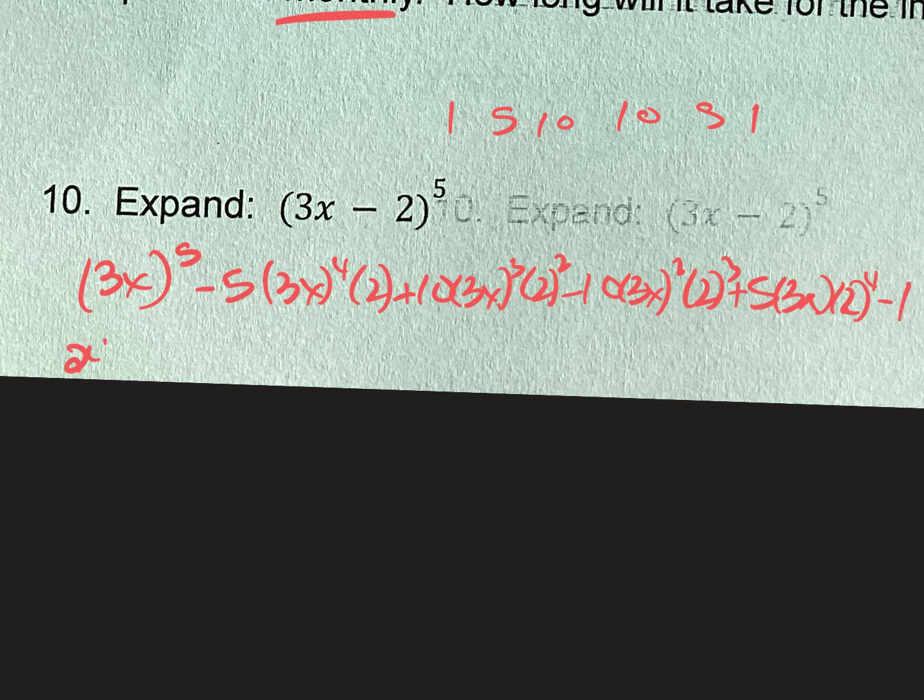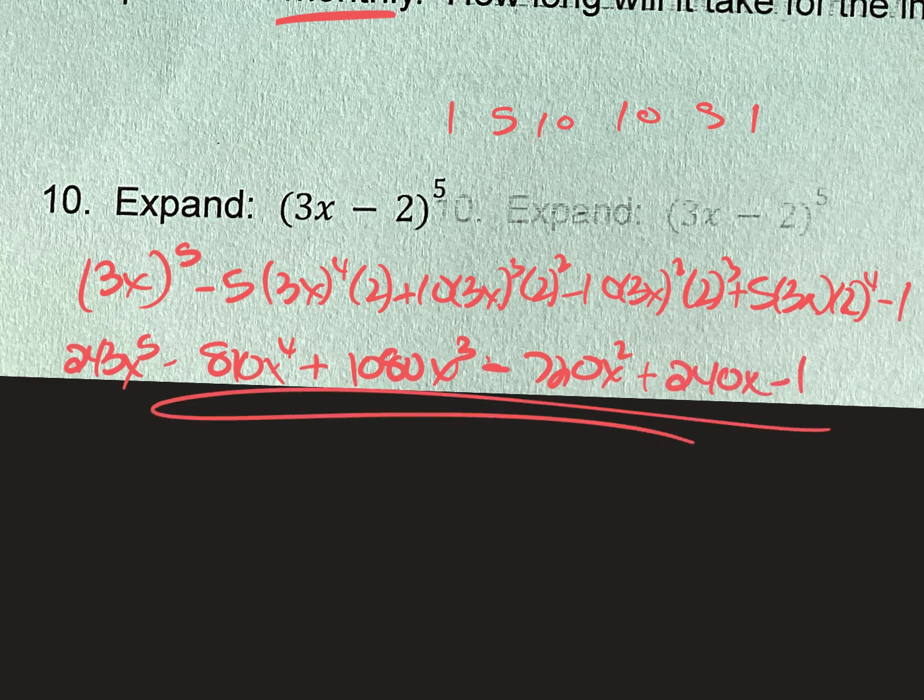So my first term, 243x to the 5th, just multiplying all this stuff out. So I got to go 5 times 3 to the 4th times 2. I'm getting 810x to the 4th plus 10 times 3 cubed times 2 squared, 1080x cubed minus 10 times 3 squared times 2 cubed, 720x squared. Almost there, hang in there. 5 times 3 times 2 to the 4th, getting 240, and then minus 1. And there you have it.